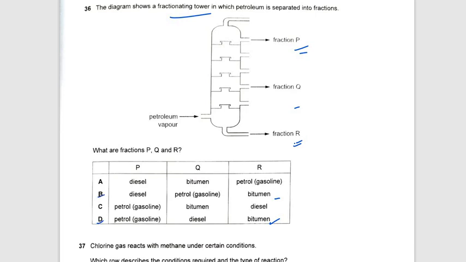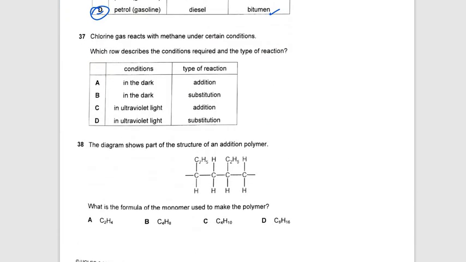Now whether it is B or D, how to figure out? There is a certain hint. Fraction P basically has a very low boiling point, so it is the petrol, gasoline. So only D is the correct option. Okay, so now let's see the next question, number 17.